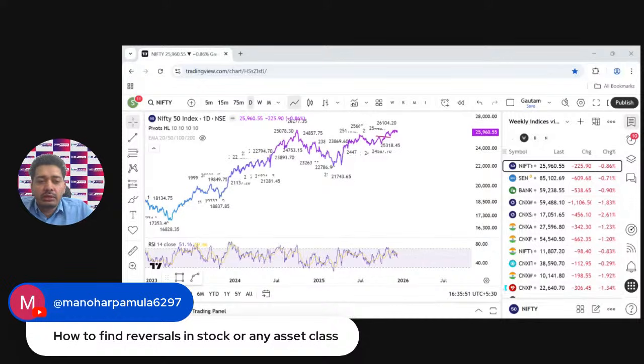So there's a challenge over there. Our aviation space is purely dominated by a few stocks, and in that also Indigo holds a majority of it. Almost 60 to 65% is dominated by Indigo itself.